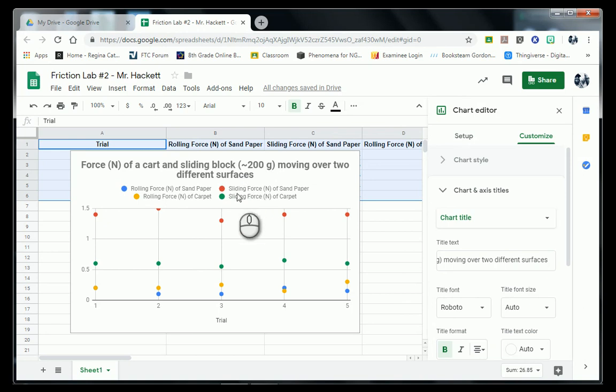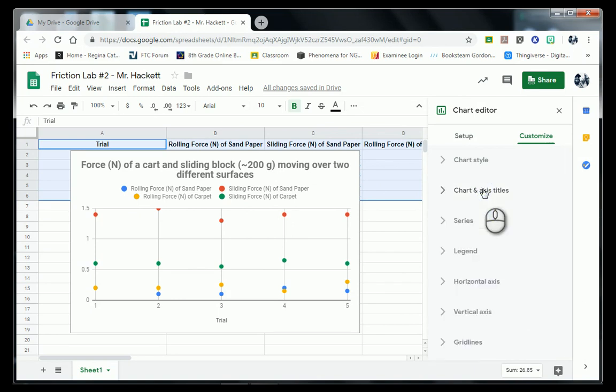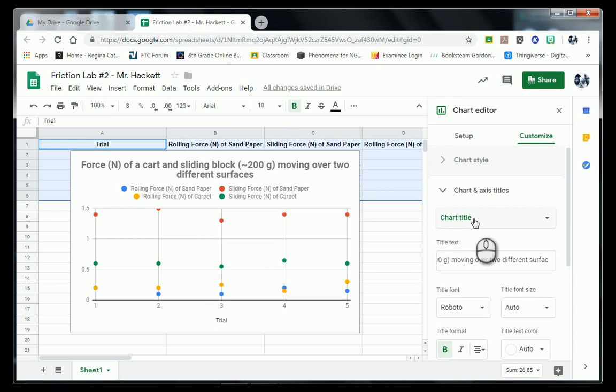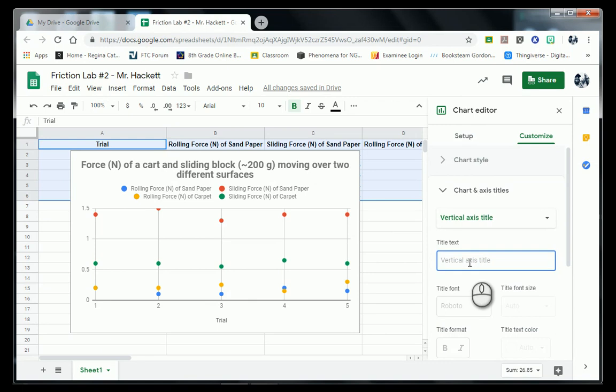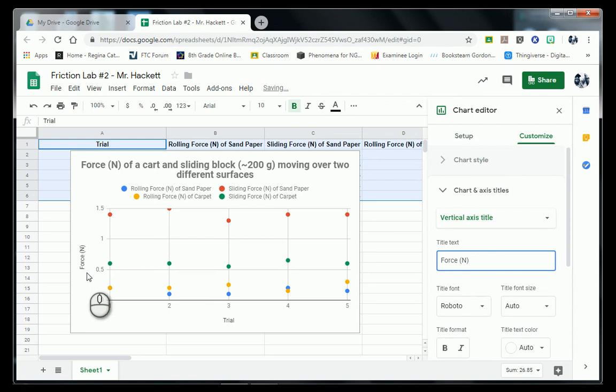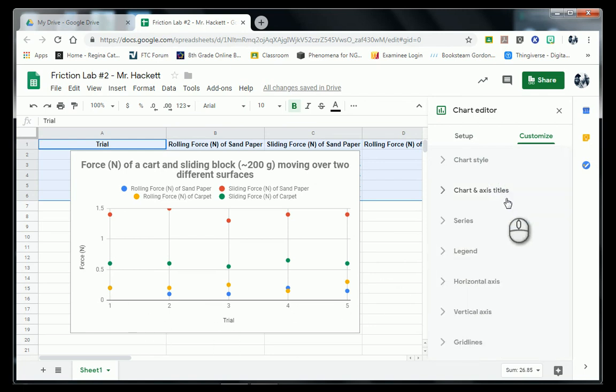Okay, and then we have our titles for what each of these represent. Now, I will say that we could probably change our y-axis. So if we go to vertical axis, we can put a title in here, and this is going to be force in newtons. Notice it popped up right here. That looks really nice as well. We're going to go ahead and close out of here.